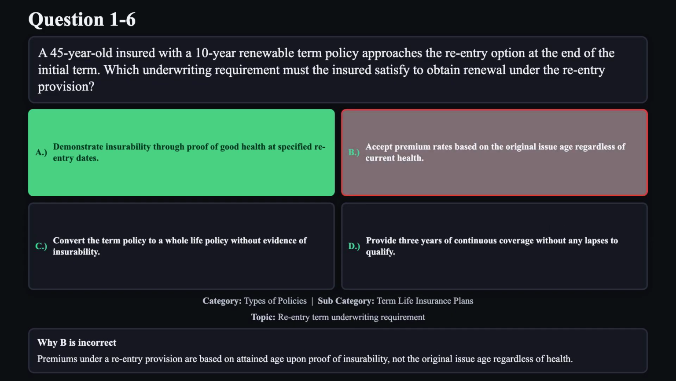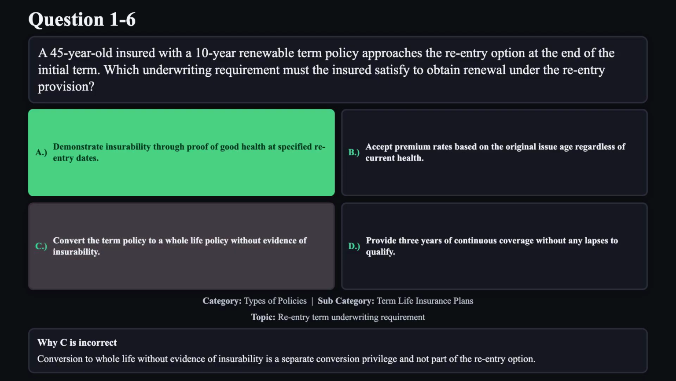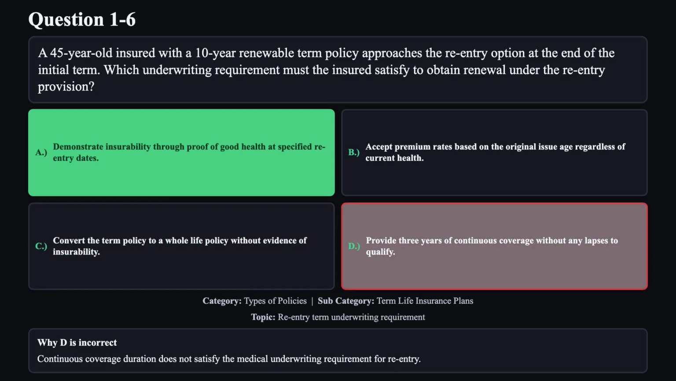Reason B is not correct. Premiums under a re-entry provision are based on attained age upon proof of insurability, not the original issue age regardless of health. Reason C is not correct. Conversion to whole life without evidence of insurability is a separate conversion privilege and not part of the re-entry option. Reason D is not correct. Continuous coverage duration does not satisfy the medical underwriting requirement for re-entry.